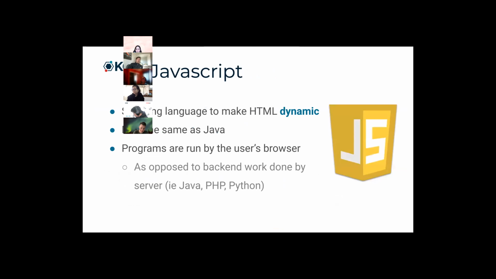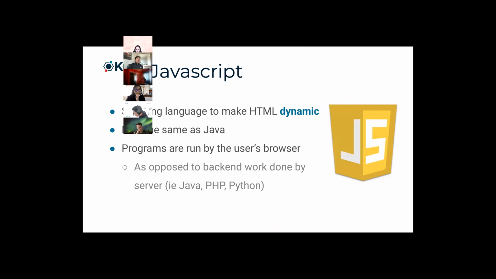Okay, now we'll move on to JavaScript. JavaScript is a scripting language that makes HTML dynamic. What that means is without JavaScript, really all you have is a page, right? Like what you might see on a blog, a page that doesn't change and that the user can't really interact with, they can just read.